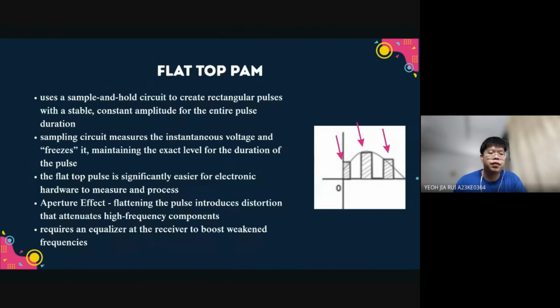Next, we have the flat-top PAM, which is the industry standard used in things like speakerphones or digital audio recorders. Instead of the gate, this method uses a sample and hold circuit. It grabs the signal's height at a specific moment and freezes it, creating a perfectly flat rectangular top for the pulse. This makes it much easier and more reliable for digital hardware to read. The only catch is a slight distortion called the aperture effect, but engineers can easily fix this later with an equalizer.